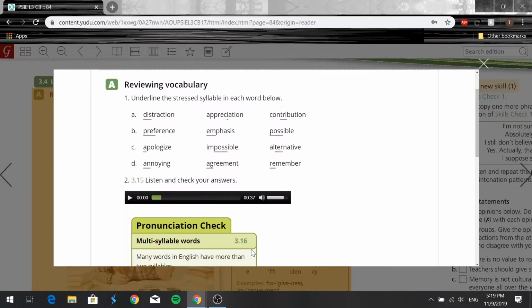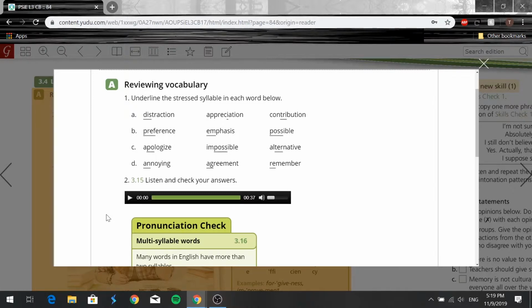Track 3.15. A. Distraction, appreciation, contribution. B. Preference, emphasis, possible. C. Apologize, impossible, alternative. D. Annoying, agreement, remember.